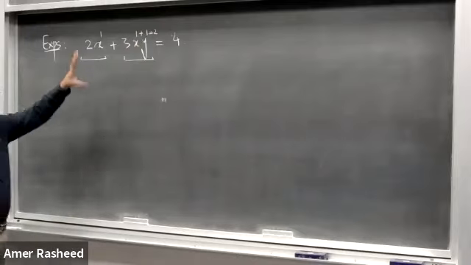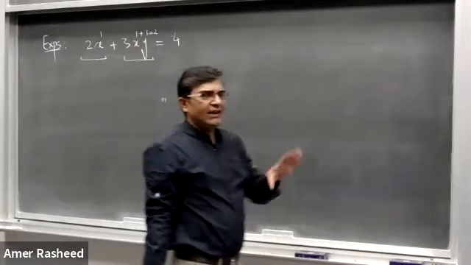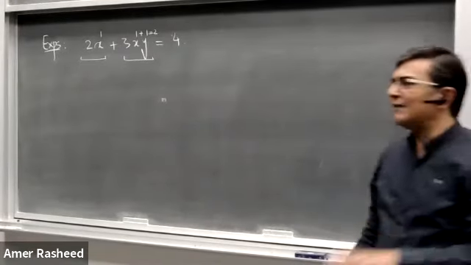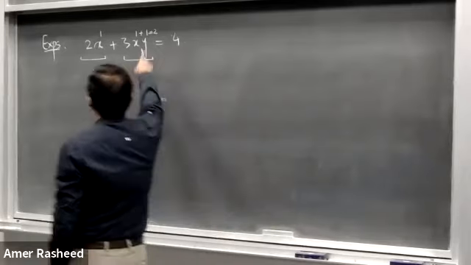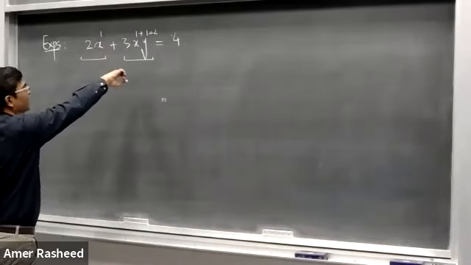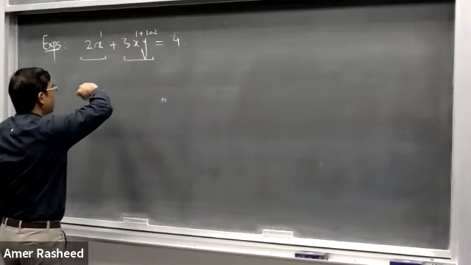So this equation is not linear, because in each term, the unknown variable must have power 1. Whereas here in this equation, the second term involves a product of unknown variables. So it is not linear.